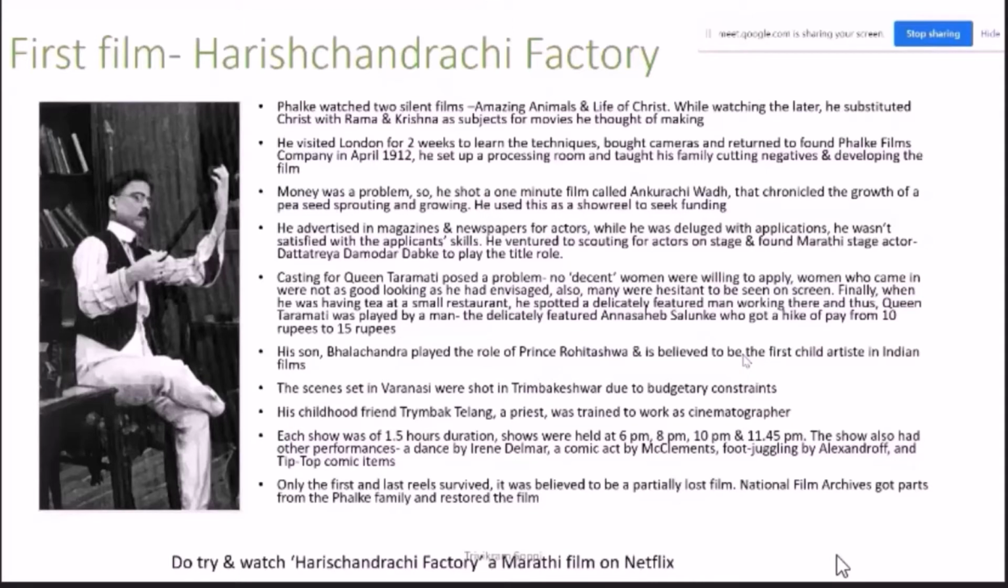His son Bhalchandra played the role of Prince Rohit and is believed to be the first child artist in Indian films. Harishchandra has a lot of scenes set in Varanasi. So those were shot in Trimbakeshwar, obviously due to budgetary constraints. His childhood friend Trimbak Telang, who was a priest by training, Phalke trained him to work as a cinematographer.